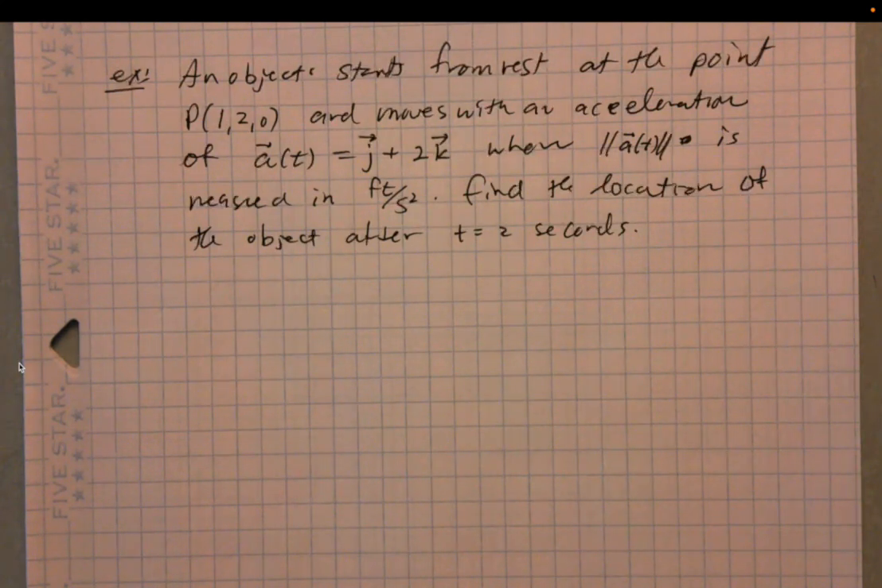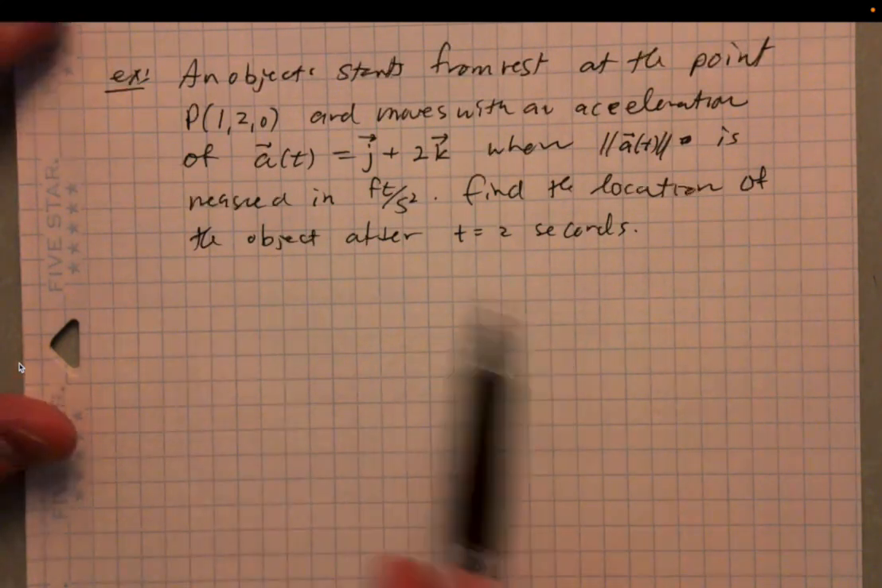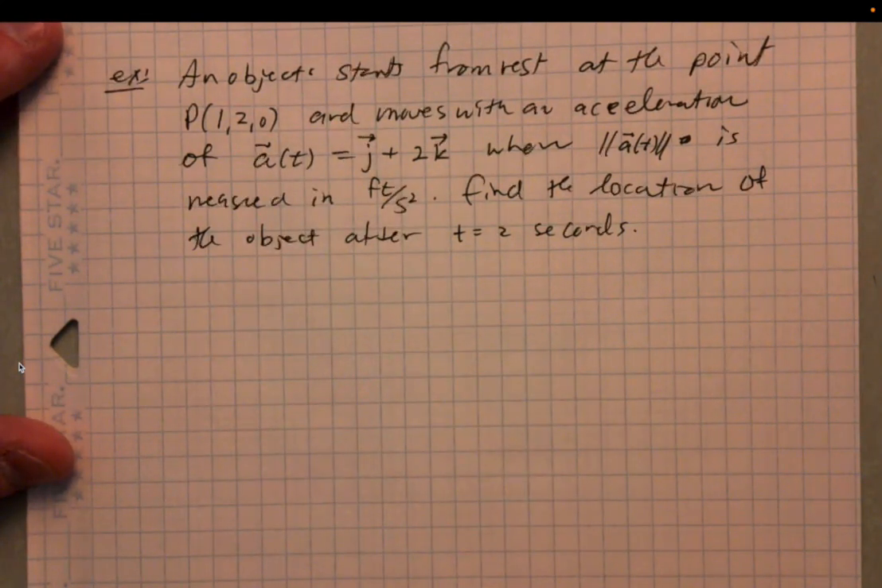Okay, and so we're given acceleration, we're asked to find a position. So that means we're going to have to reverse the process. We have to use acceleration to derive position. Okay, so what that means is we're going to be integrating a vector valued function to get another vector valued function. We're going to integrate acceleration to get velocity, and then we're going to integrate velocity to get position. Okay, and so a couple of things that we can pull out of here that are important first.